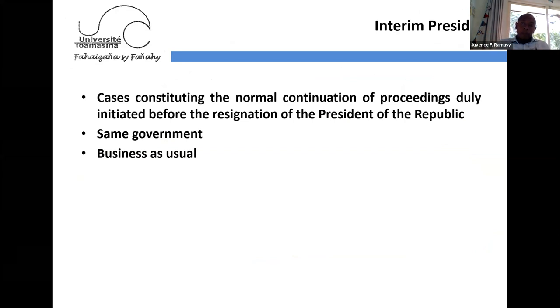But what are the roles of the interim president? He has the same powers as the incumbent president, for normal business and proceedings initiated before the resignation of the president of the republic. We can see that there was no change in the government; it was business as usual. And there was a decision of the High Court saying that he has the same powers, with some limits: he cannot change the government and he cannot dissolve the National Assembly.